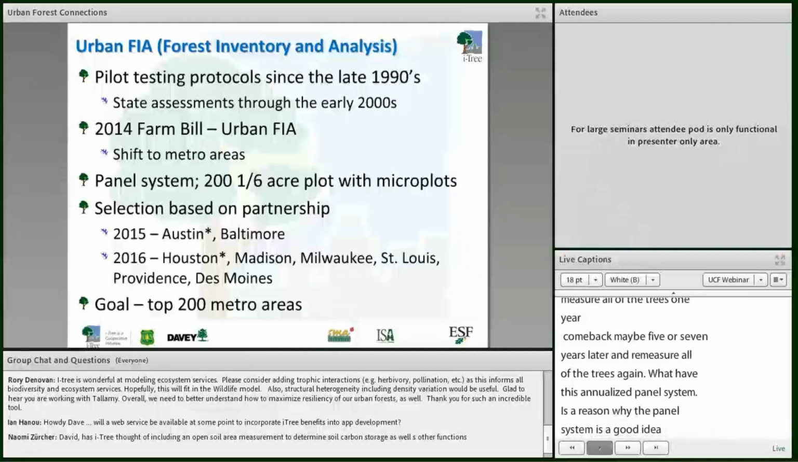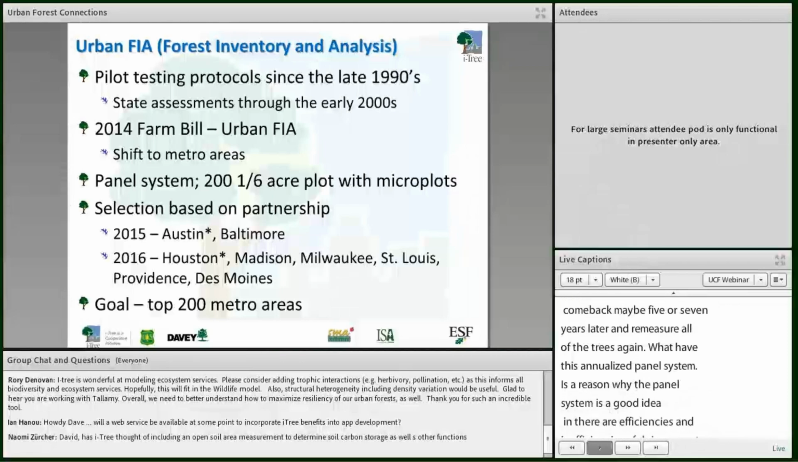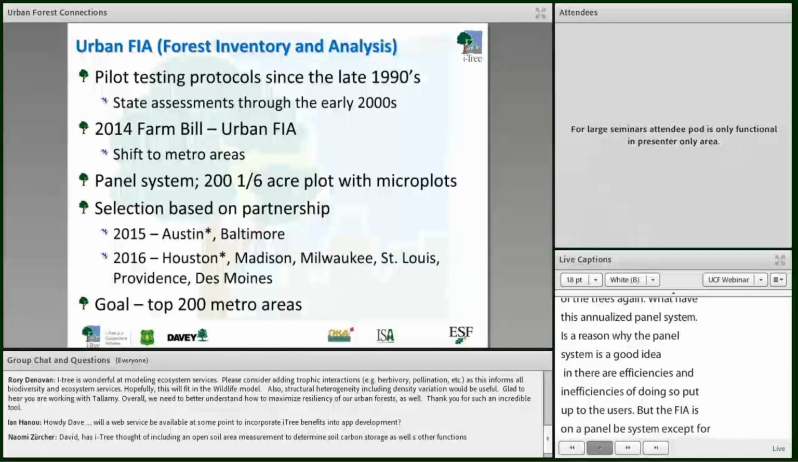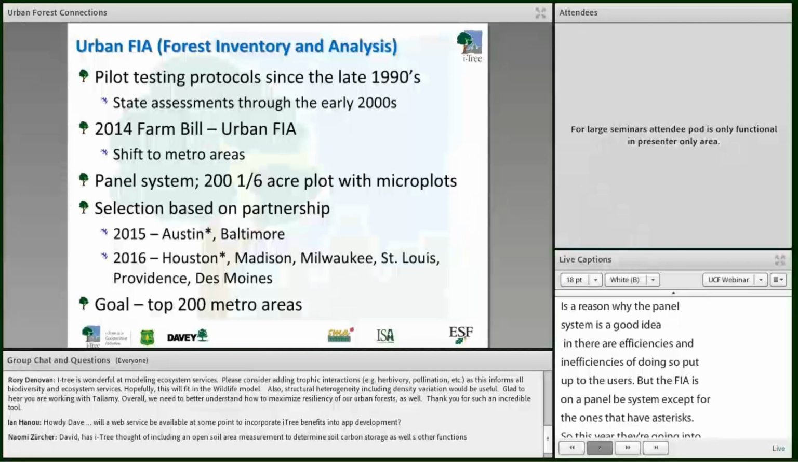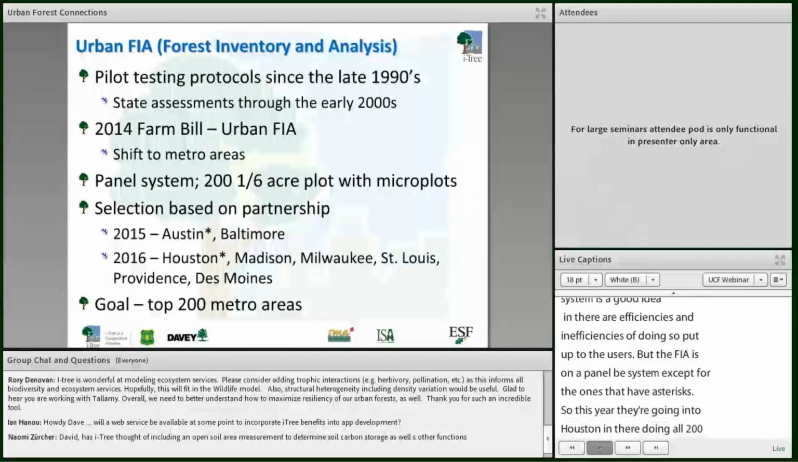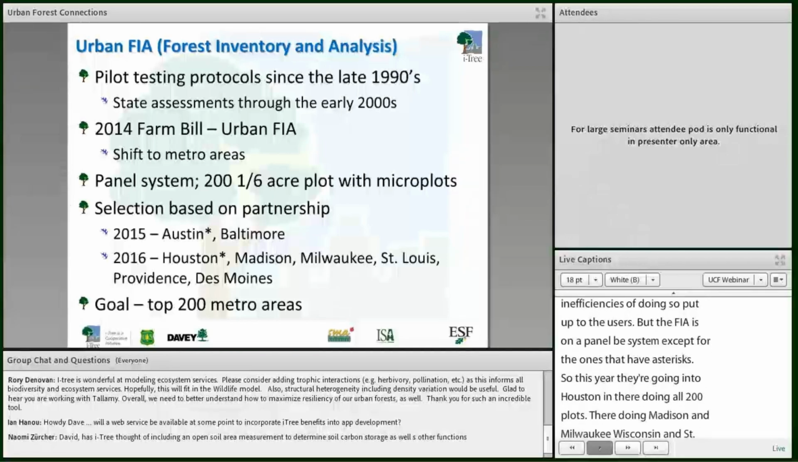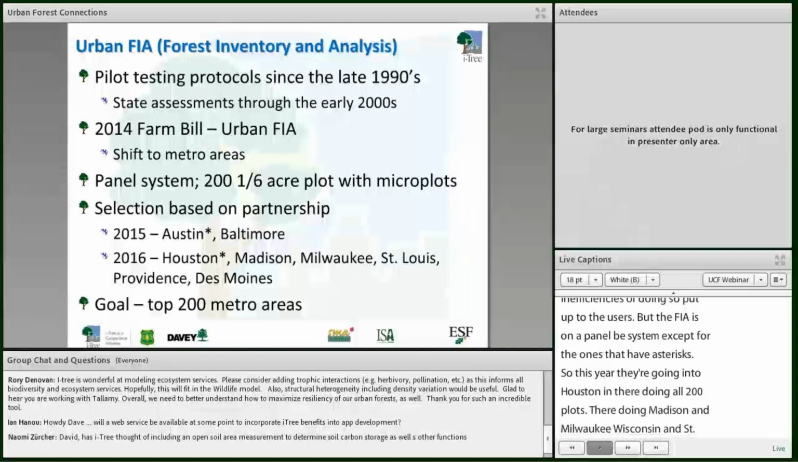So this year, they are going into Houston, and they're doing all 200 plots. They're doing Madison and Milwaukee, Wisconsin, St. Louis, Missouri, Providence, Rhode Island, and Des Moines, Iowa. How do these cities get selected?